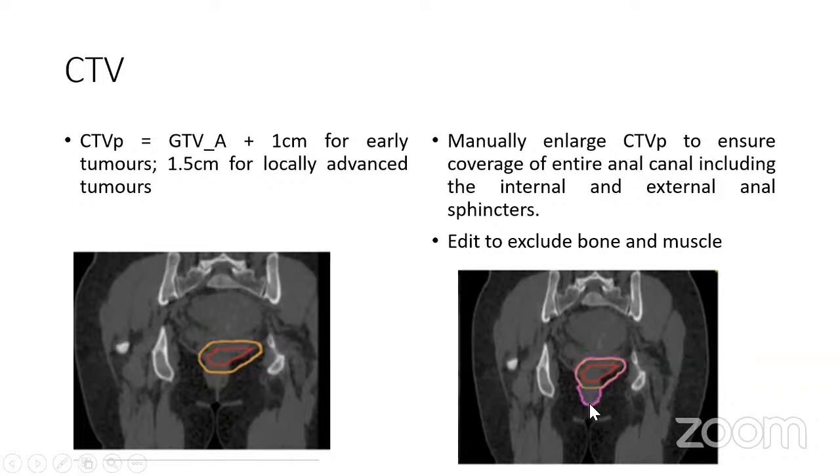Anal canal, it extends from the anal verge where we have kept the marker, and it extends approximately 4 centimeter above it, and that is the anal canal. So make sure that you include that 4 centimeter of the anal canal in the CTV volume and edit it off from ischioanal fossa or any muscles if it is not infiltrating into it. But make sure that in the lower part, you include both the internal as well as the external sphincters and edit off from the bone and then the muscle.